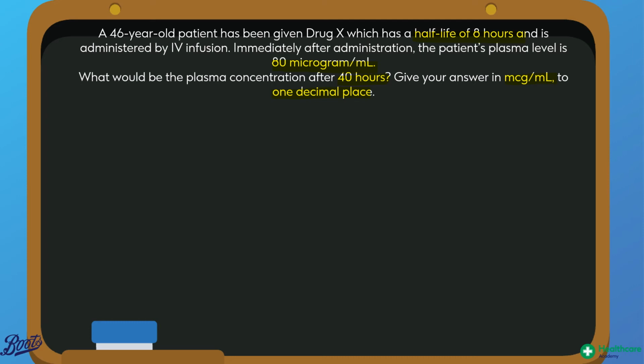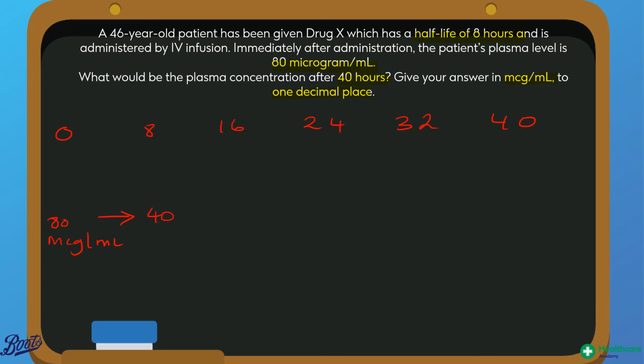So because our half-life is 8 hours, we're going to be working in multiples of 8 up until we reach number 40. So we're going to have 8 hours, 16 hours, 24 hours, 32 hours, and 40 hours. And like I said, we simply just need to half 80 consistently. So at time 0, we're going to have 80 micrograms per milliliter, and after 8 hours, it's going to be half of what we had at 0. So that's going to be 80 divided by 2, which is 40.